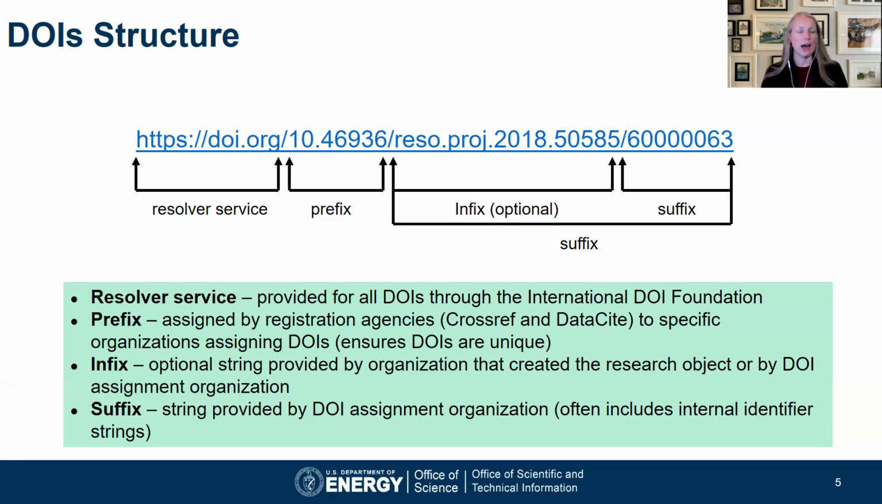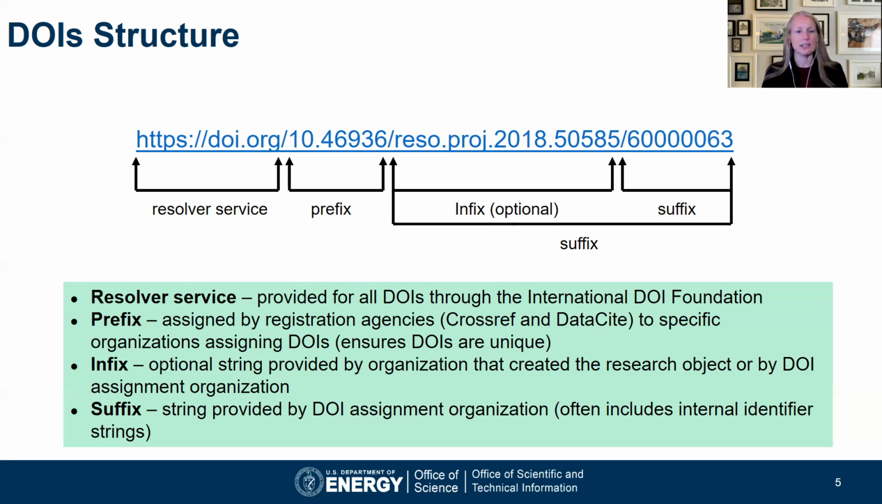There's also an option to have an infix, which is an optional string that can be provided by the organization that either creates the research object or provides the funding, or by the DOI assignment organization. And this is totally optional, but it's something that you can put in there. Sometimes it's helpful to have some kind of internal intelligence in there, though it's not necessarily recommended to build in intelligence, but it's this optional piece that you can put in there.